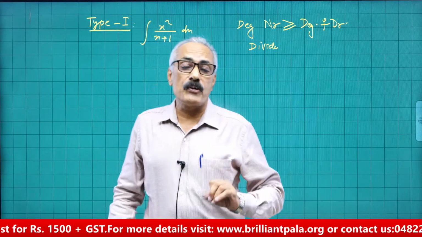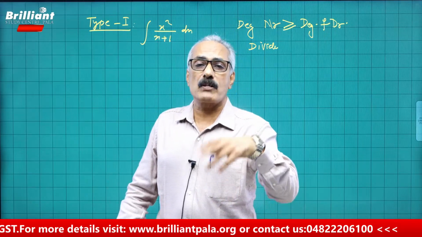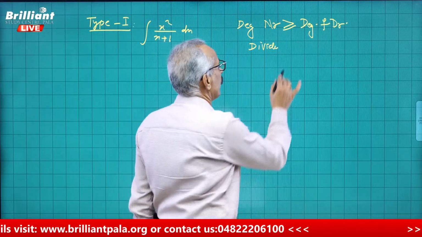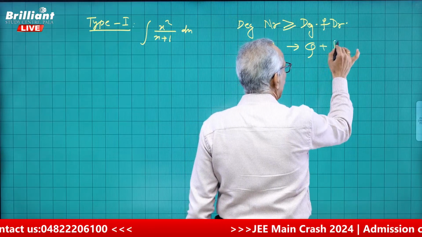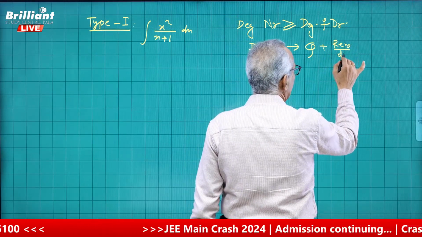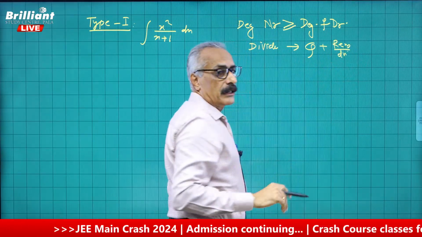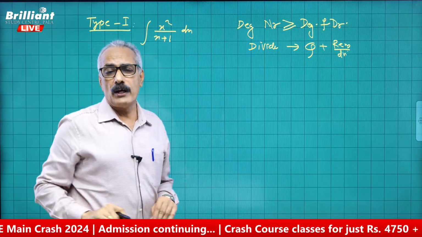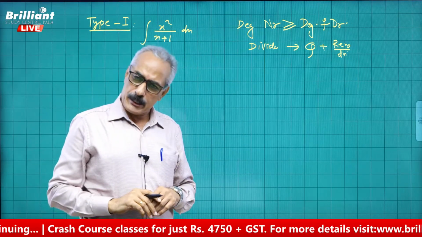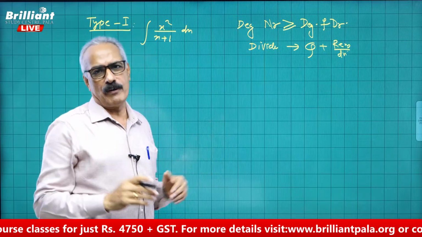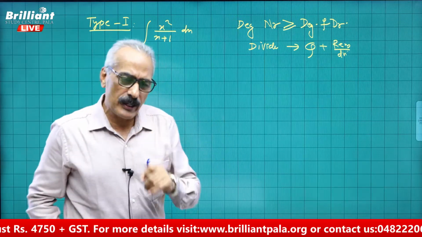Now after division, how do you write? Quotient plus remainder by divisor. Divide and write it in the form quotient plus remainder by divisor. You know how to divide. The degree of numerator is 2, degree of denominator is 1. So we divide x square by x plus 1. You all know how to divide. But I will show you a simple division here.